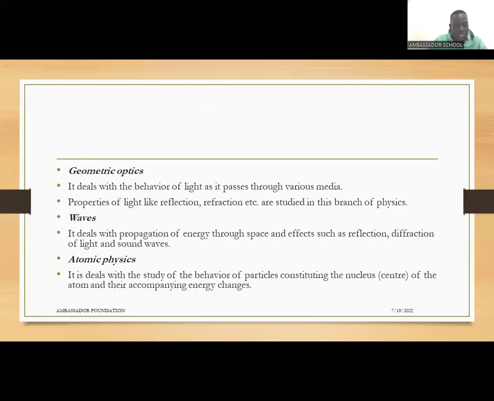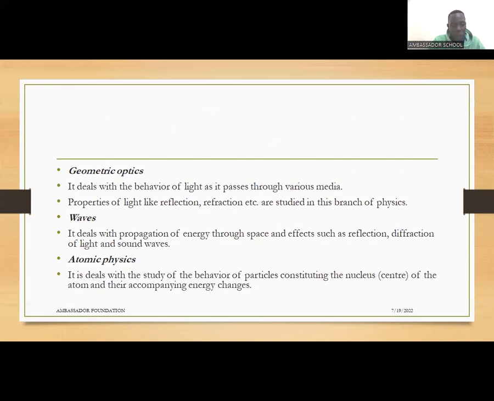We have waves. Waves is a topic of its own. We have waves 1 in Form 2 and waves 2 in Form 3. And it deals with propagation of energy through space and effects such as reflection and diffraction of light, of sound waves, and many things. When we talk about waves, first of all, light is a wave, sound is a wave. So when we are studying about those, it's like we are studying waves.